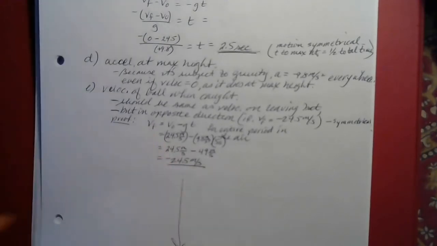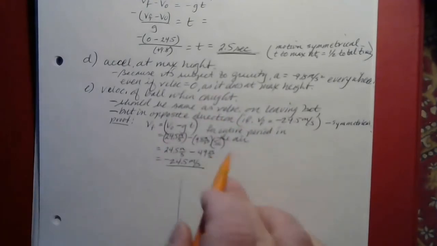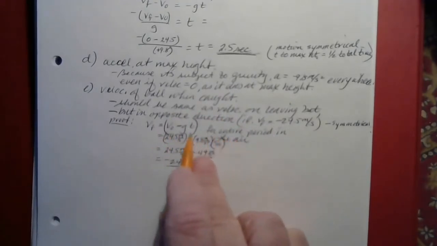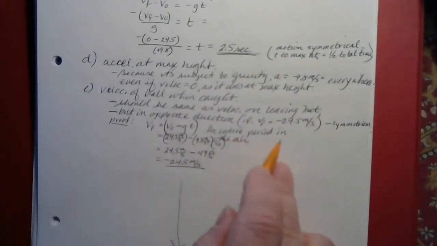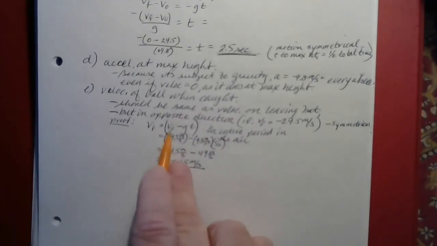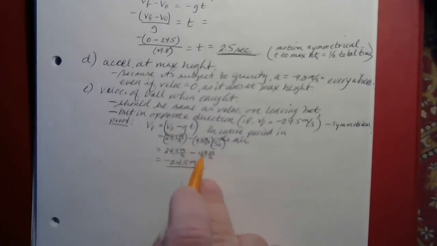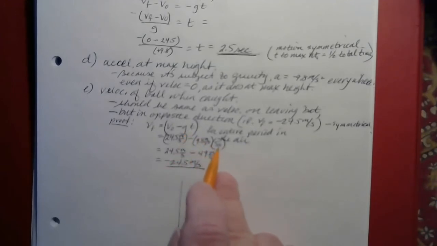we can use the equation V final equals V original minus GT. And this time we're using the equation for the entire period of 5 seconds. And V original then would be 24.5 meters per second. And that will be minus G, which is 9.8 meters per second squared, times T, which would be the total time.